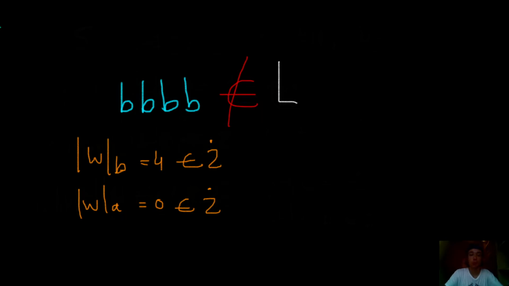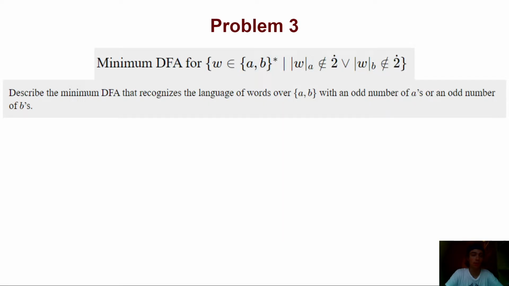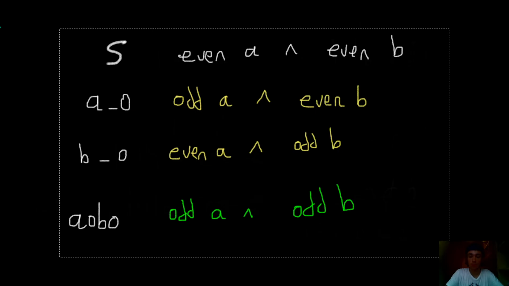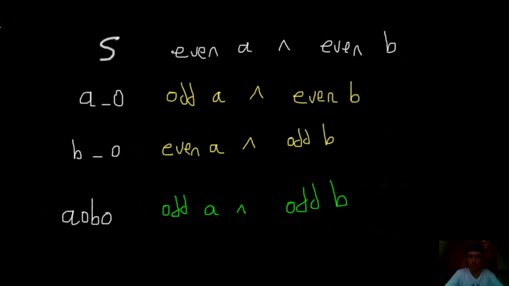Okay, so once we understand and comprehend deeply the language that we are working with, let's start with the construction of this automaton. In order to build this automaton, we will work with 4 states, okay? We're going to have a state S that represents when we have an even number of A's and an even number of B's, up until what we have read from the input.